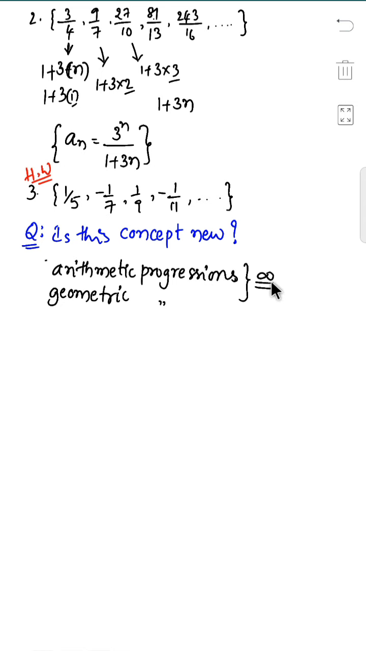If we take it to infinitely many terms, it is a particular type of sequence. An arithmetic progression is nothing but a sequence where the difference between any two consecutive terms is the same. A geometric progression means the ratio between any two consecutive terms is the same.